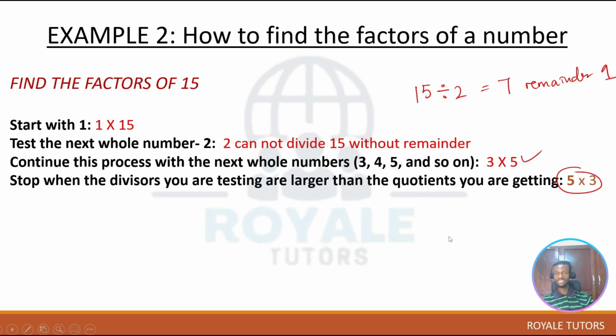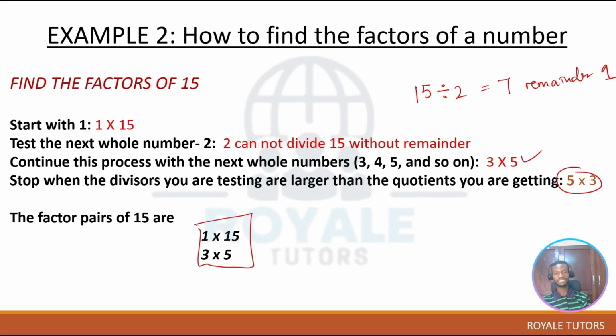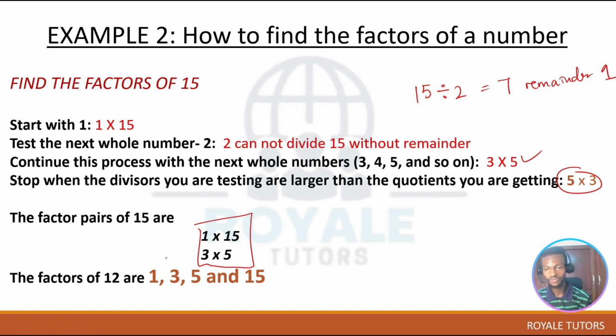So let's list out our factor pairs now. The factor pairs of 15 are what? 1 times 15 and 3 times 5. So what are the factors of 15?